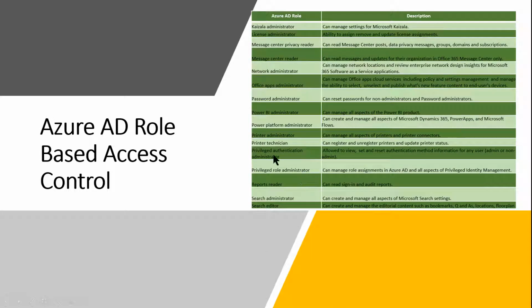So there are two of them: privileged authentication administrator, which allows only to view and set and reset, and the privileged role administrator. With the privileged role administrator, you can manage the role assignments in Azure AD and all aspects of privileged identity management. Though this is an Azure AD role, by assigning this role to a user, that user may also be able to assign roles to the Azure resources too. So this is the only one that would be leveraged for Azure resources. By assigning somebody rights here, that particular user can assign roles in Azure.